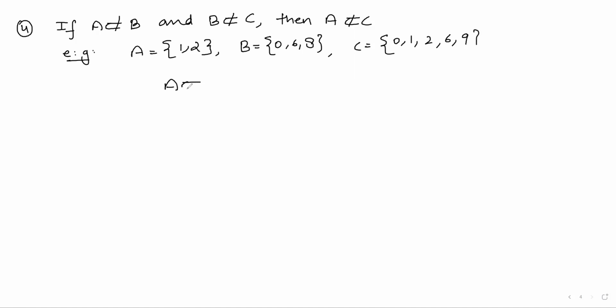Now, can we say that A is a subset of B? No. Can we say B is a subset of C? No. But A is a subset of C, is that correct? Yes, sir. So if A is not a subset of B and B is not a subset of C, it is not necessarily true that A is also not a subset of C. Okay? Please note down this and check the fifth one.